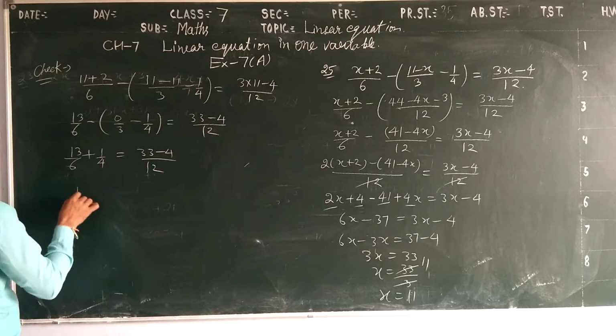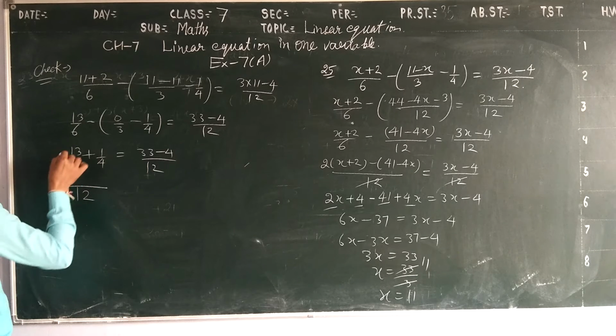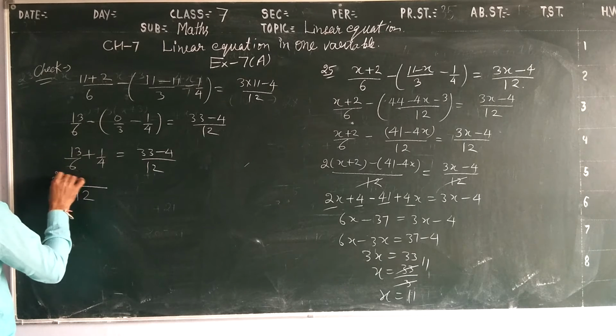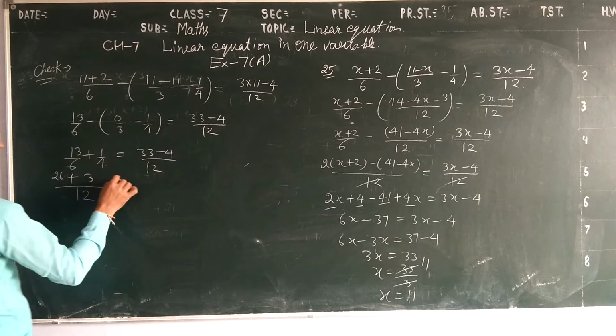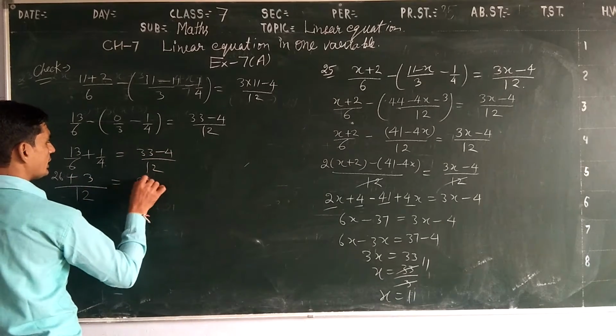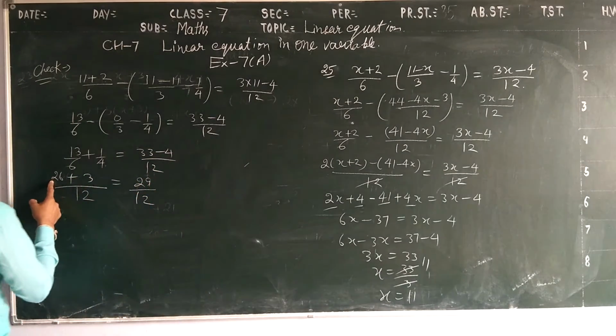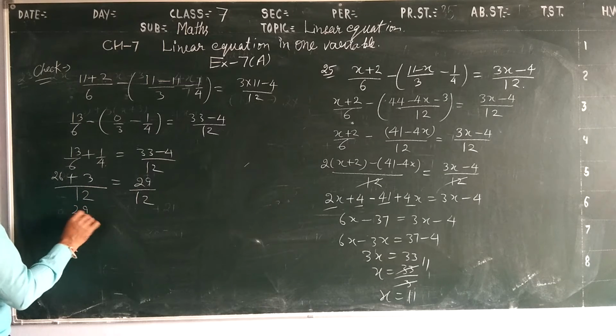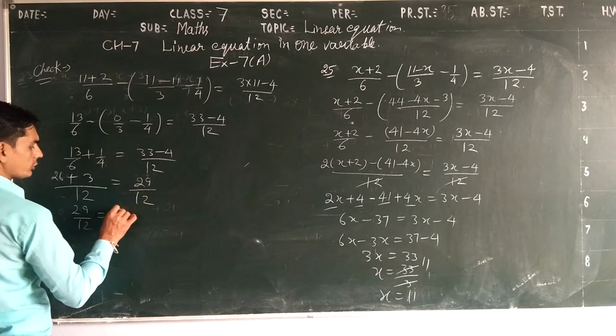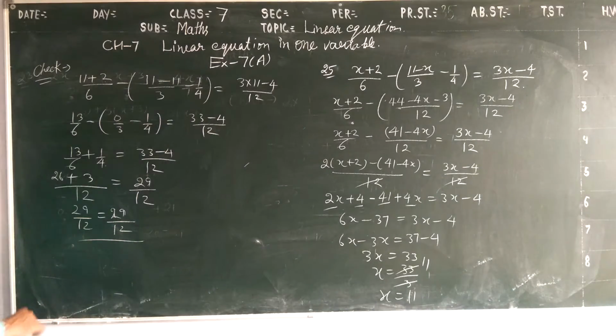So again take the LCM, which is 12. So 6 2s are 12, so 13 2s are 26, plus 4 3s are 12 is 3, and 33 minus 4 is 29 upon 12. And here also 26 plus 3 is 29 upon 12. So left hand side equals right hand side, means your answer is right.